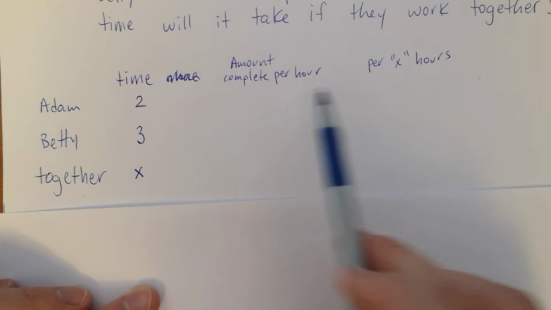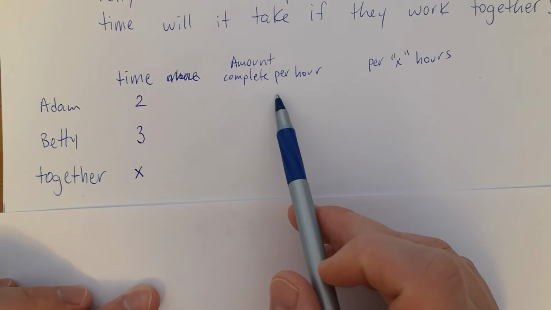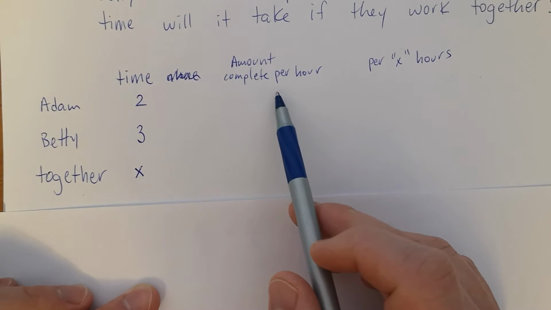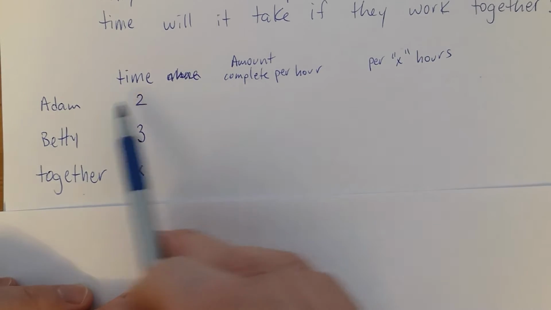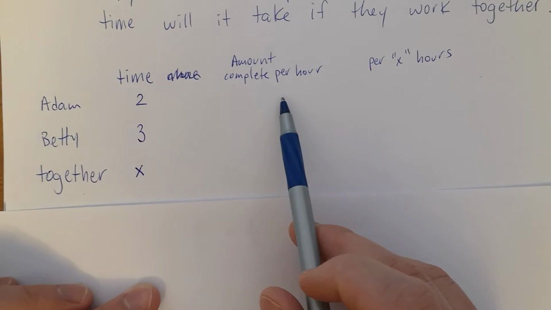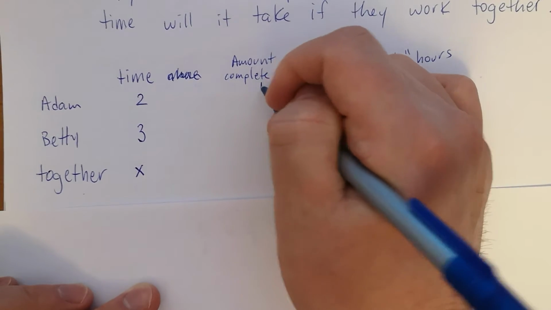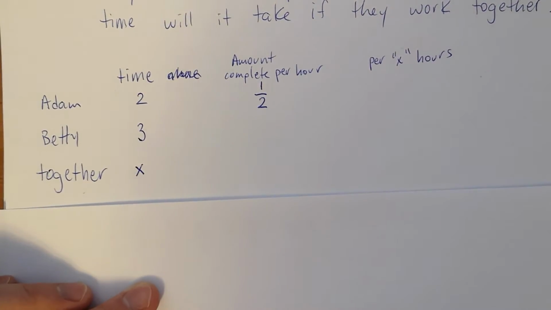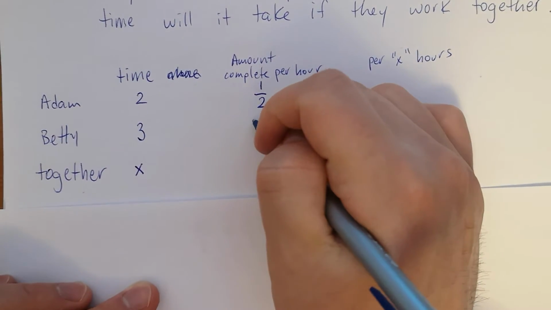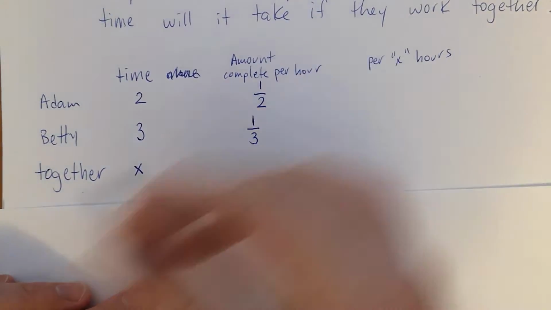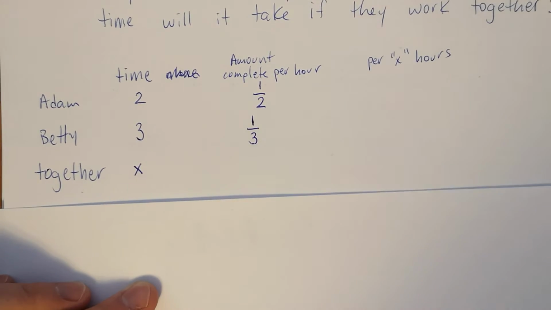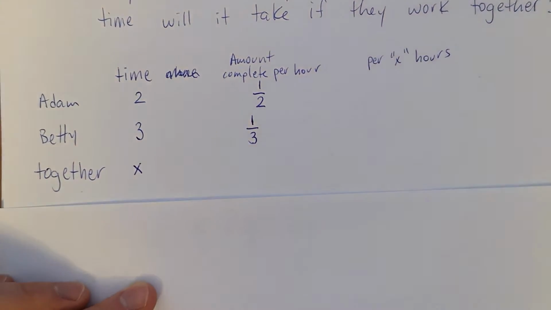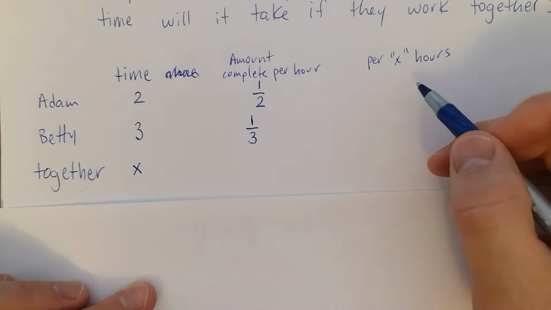Now this is where it gets a little confusing, but bear with me here. I've got a column labeled the amount complete per hour. So you can think of how much of a room has Adam finished in 1 hour? If it takes 2 hours for him to do it, he'll be half done in 1 hour. And similarly for Betty, she'll be exactly 1/3 of the way done.